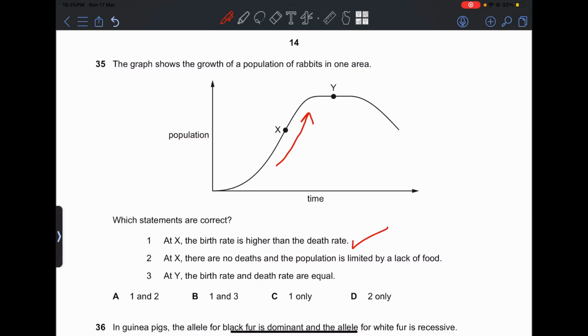Now number 2 says at X, there are no deaths and the population is limited by a lack of food. So X, over here, there is actually no way that there's no death. There's always death in a population, and the population is not limited. It is actually increasing. So this is incorrect. 3 says at Y, the birth rate and death rate are equal. This is correct because the population is stable. It is not increasing nor decreasing. It is the same. So this is actually correct. So our answer is going to be B, which is 1 and 3.